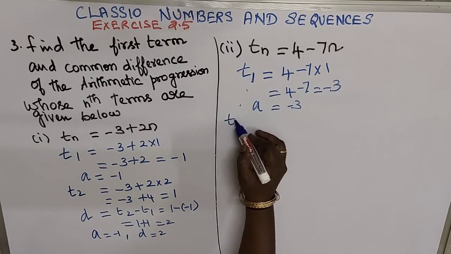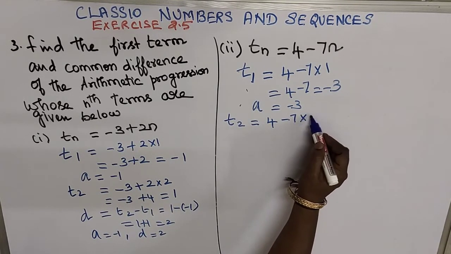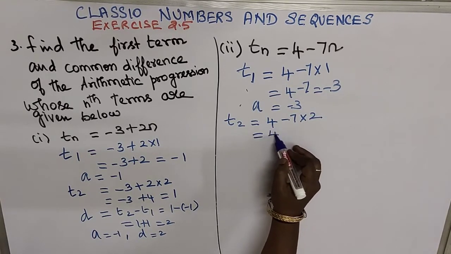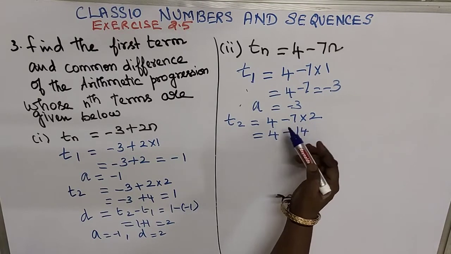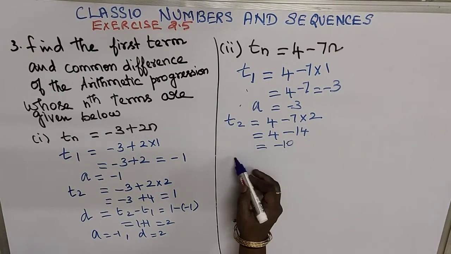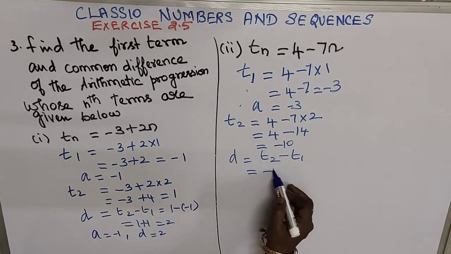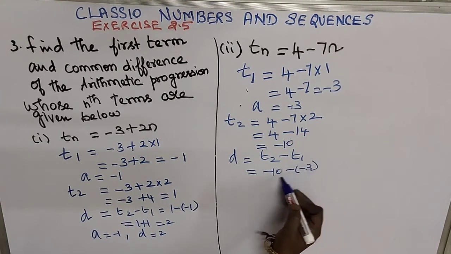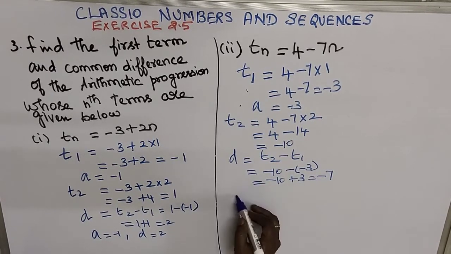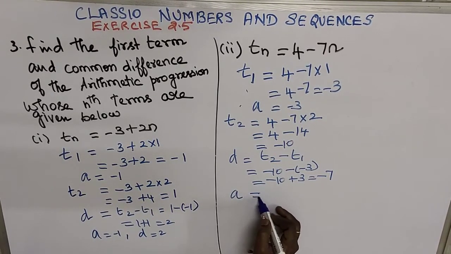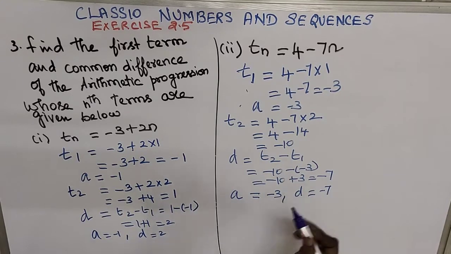In order to find the difference we have to find the second term. In the place of n we have to substitute 2. So 4 minus 14. So first do the multiplication then subtraction. So minus 10. So difference is T2 minus T1. So minus 10 minus of minus 3. So minus 10 plus 3. So minus 7. So the answer is the first term is minus 3, the difference is minus 7.